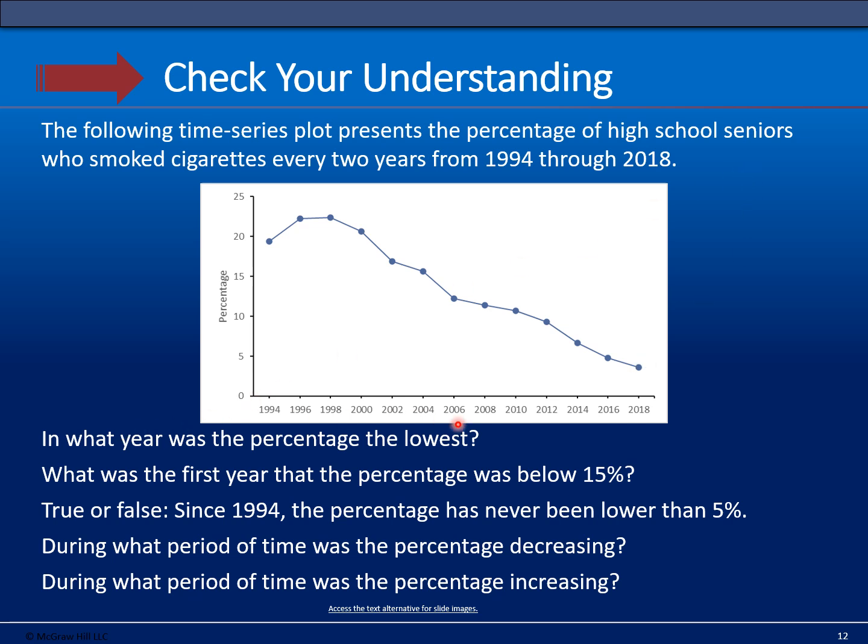So in what year was the percentage the lowest? We can see that's the last year we recorded. What was the first year that the percentage was below 15%? What would we do? We'd go to 15, go across, and see where it hits 15 or is below. It looks like this is 15, so it would be the next year, which is between these 2 years, etc.